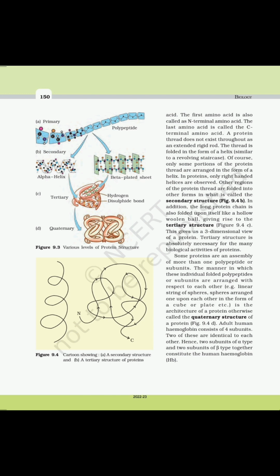Some proteins are an assembly of more than one polypeptide or subunits. The manner in which these individual folded polypeptides or subunits are arranged with respect to each other, e.g., a linear string of spheres, arranged one upon each other in the form of a cube or plate, etc., is the architecture of a protein, otherwise called the quaternary structure of a protein. Fig. 9.4d. Adult human hemoglobin consists of 4 subunits. 2 of these are identical to each other. Hence, 2 subunits of alpha type and 2 subunits of beta type together constitute the human hemoglobin, Hb.